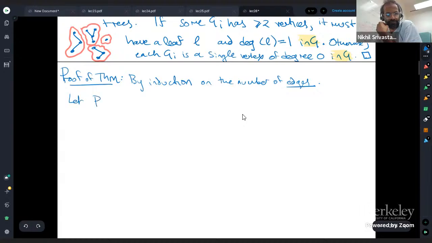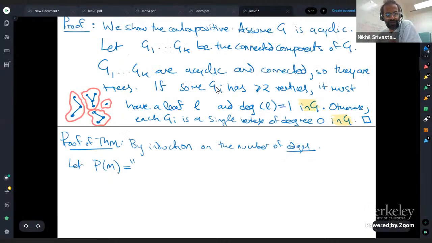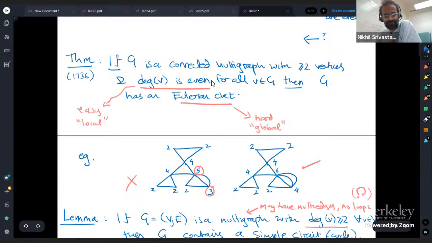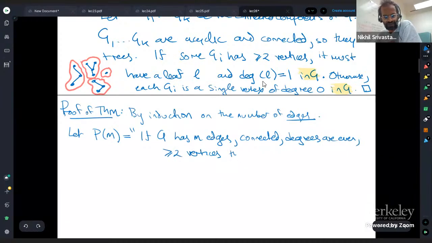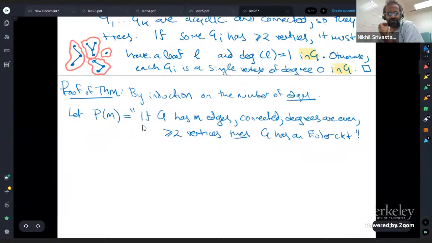Let P(m) be the statement I want to prove: if you have a connected multigraph with at least 2 vertices and the degrees are even, then there's an Eulerian circuit, for graphs with m edges. So this is just saying if G has m edges and it's connected and the degrees are even and it has at least 2 vertices, then G has an Euler circuit. Just saying the theorem is true for graphs with m edges.